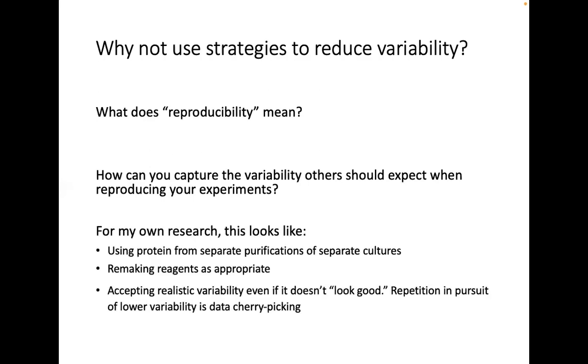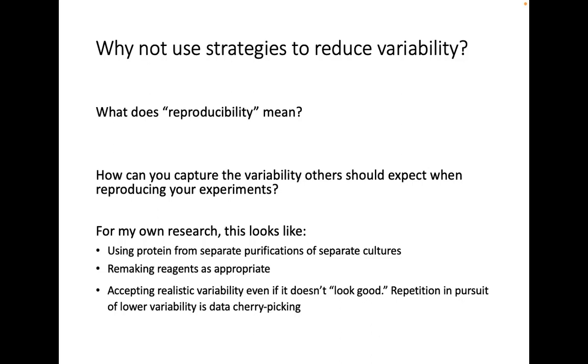So for my own work, this looks like using protein from separate purifications and from separate cultures as my biological replicates, remaking reagents as appropriate, and still using that data in my analysis. And an important point I also want to bring up is accepting realistic variability, even if it doesn't look good compared to what you wish you had in your little scientist heart.